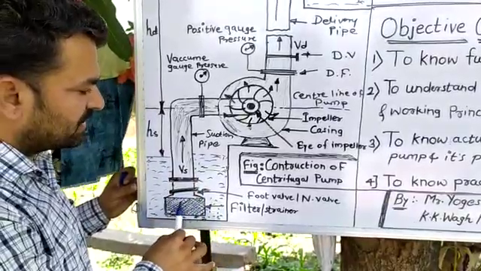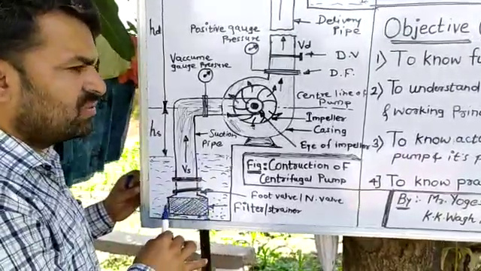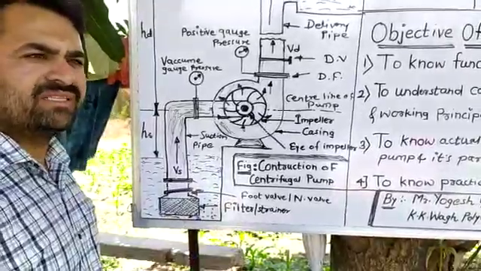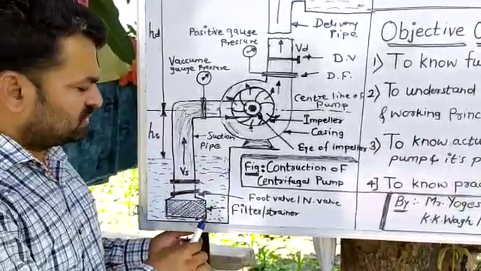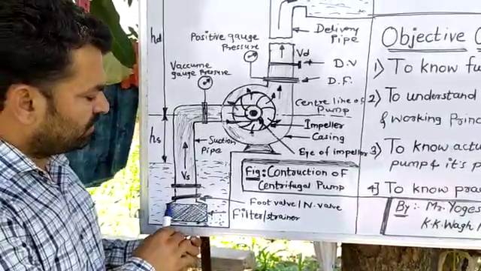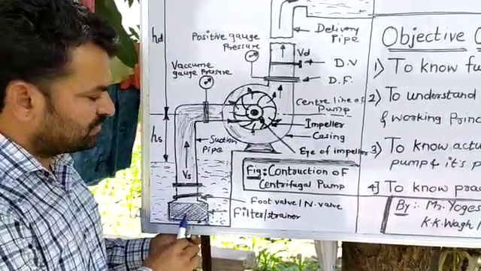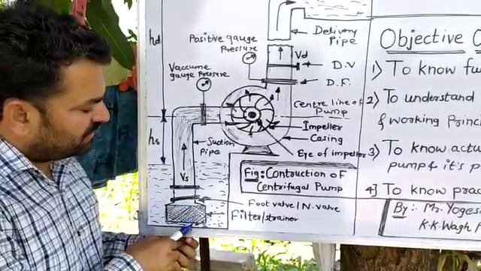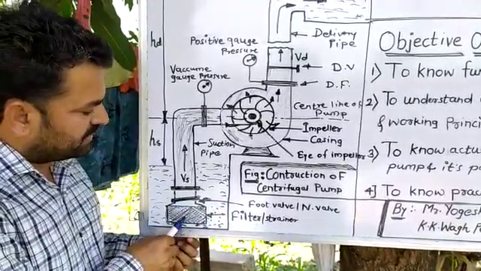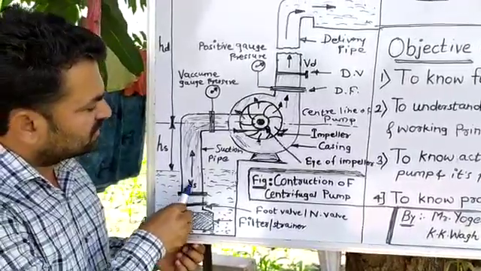This is a filter or strainer. As we know, different impurities, particles, rock particles, muds are available in the water. So we have to filter it. For filtration purpose, we use this filter or strainer. After filtering, water from this strainer will move towards this pipe.